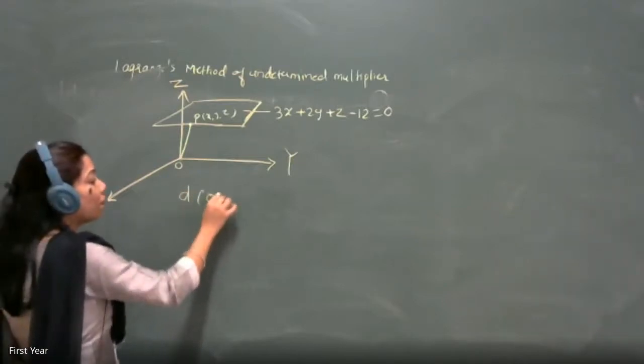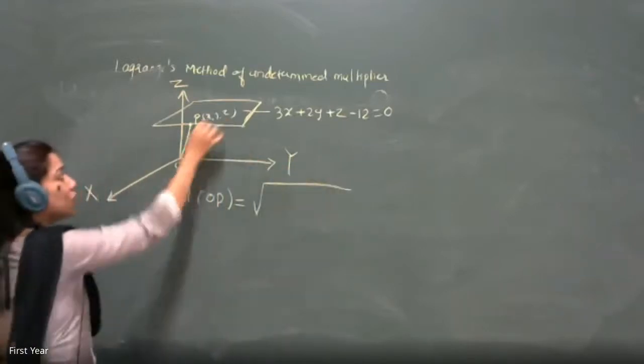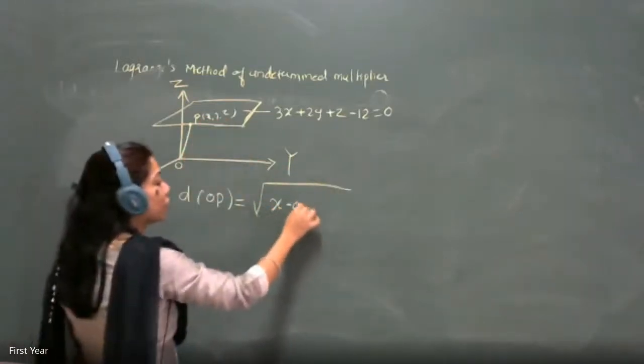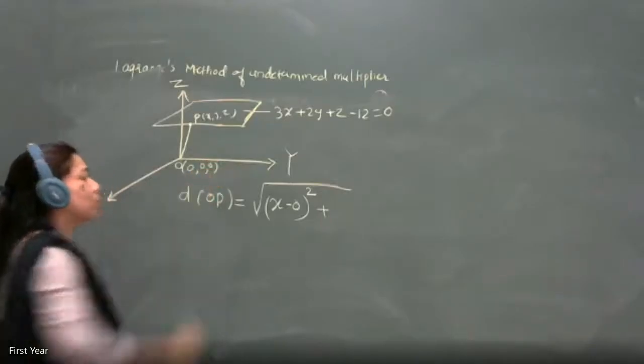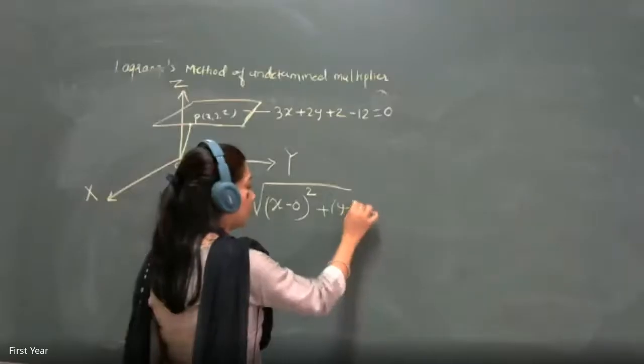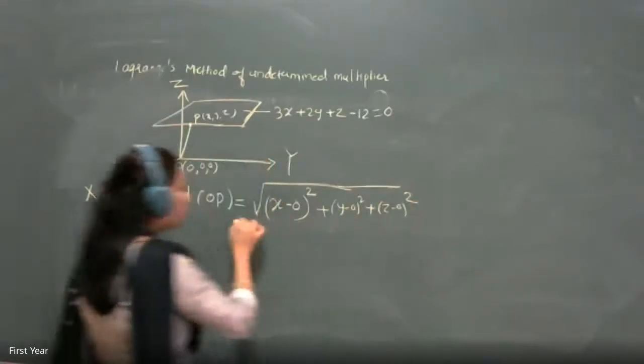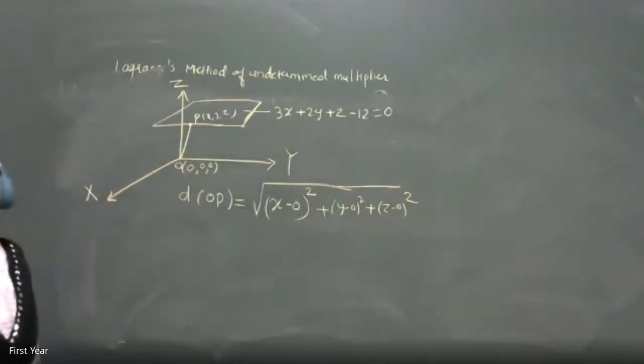So distance OP, what is the formula of distance? Let's find the distance between 2 points. The coordinate subtraction: x2 minus x1, the whole square. The origin is (0, 0, 0). So x minus 0 the whole square, plus y minus 0 the whole square, plus z minus 0 the whole square. So actually it is the root of x square plus y square plus z square.